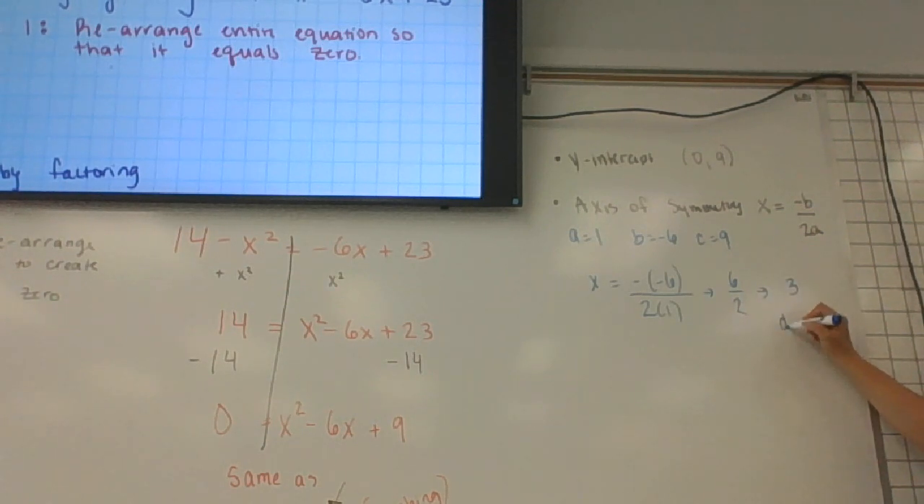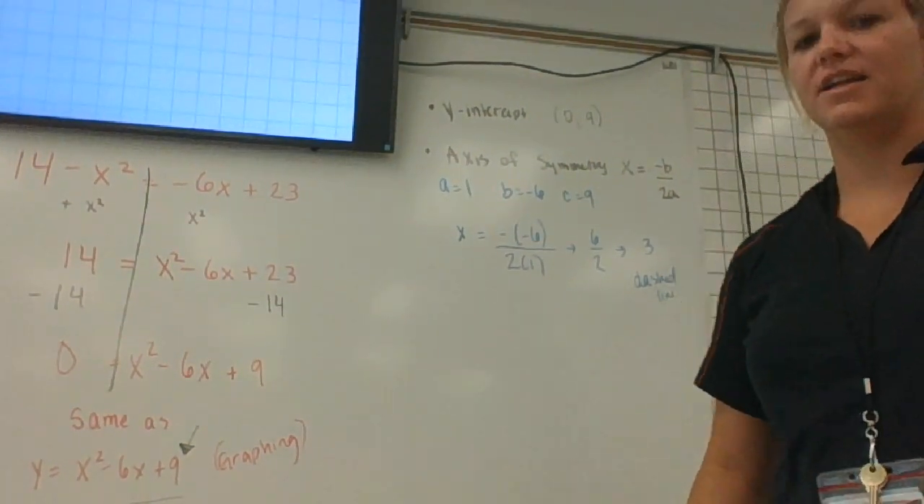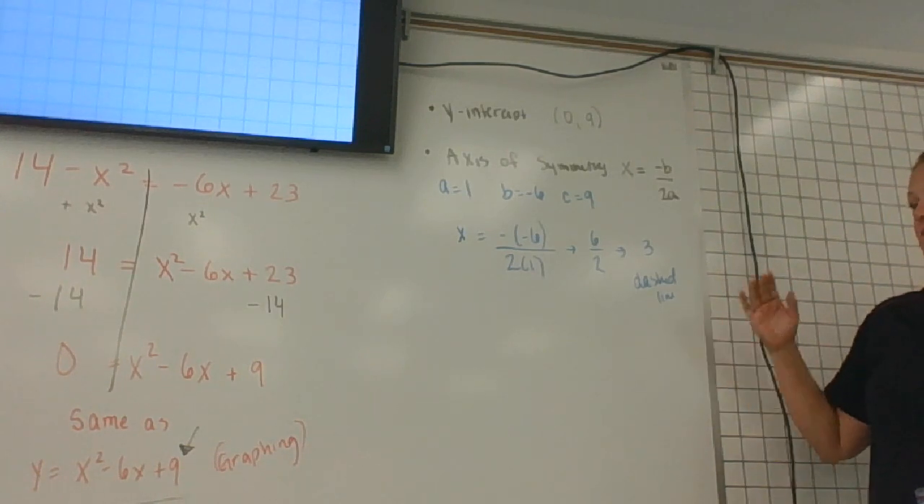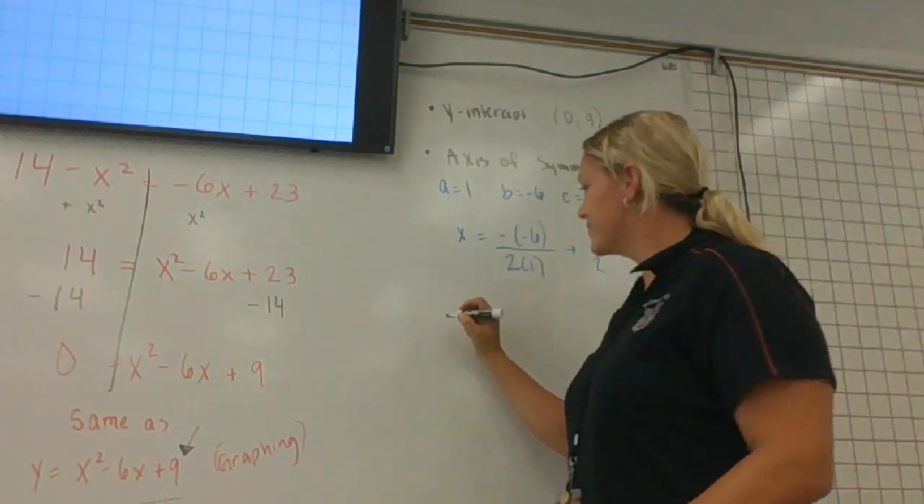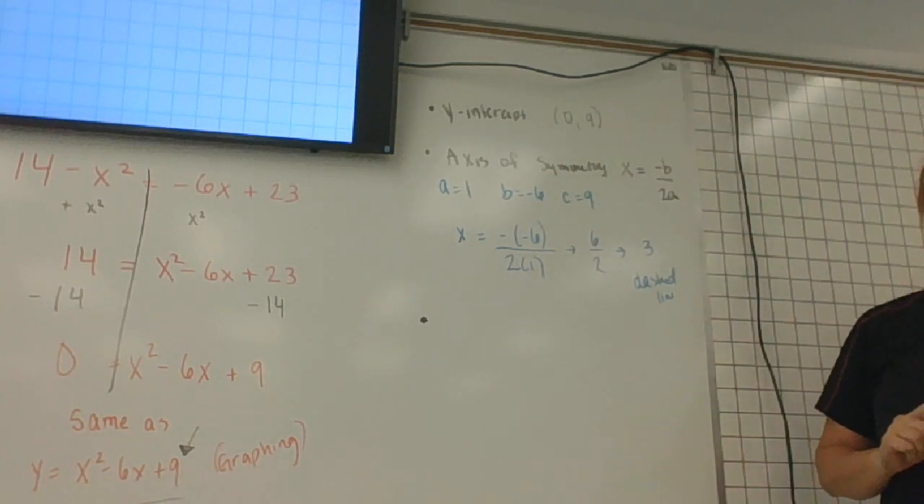3. This is your dashed line. Draw your dashed line. What happens, Talon, after you get your axis of symmetry? I'm gonna do one thing before the chart.